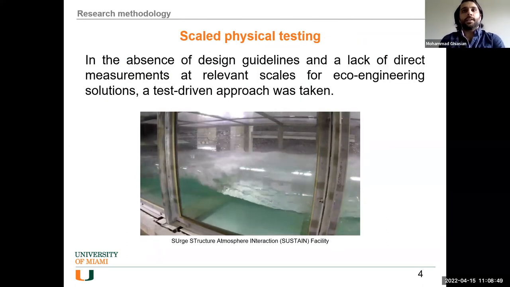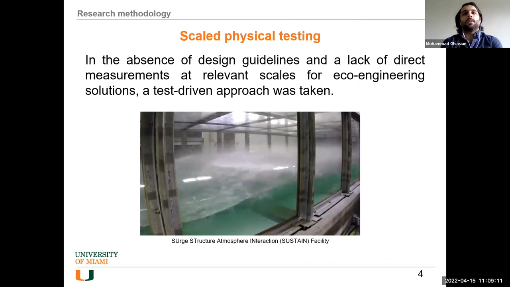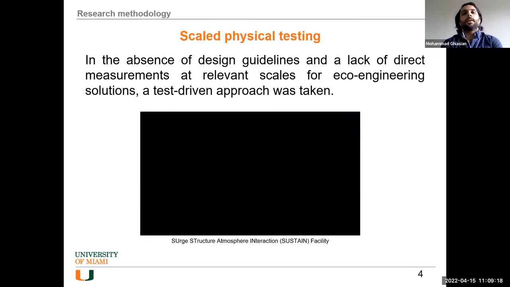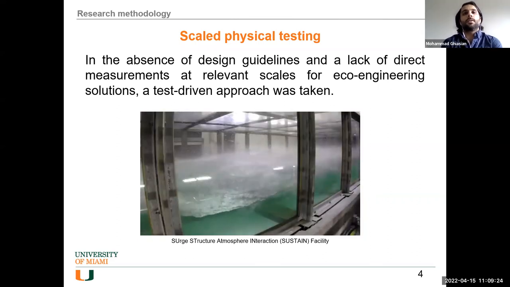In the absence of design guidelines and the lack of direct measurements and also lack of accurate analytical solution, we explore our research through experimental testing at the SUSTAIN structure-atmosphere interaction facility at the University of Miami. So here is a video of the SUSTAIN facility that we have, where we did pretty much all the experiments. The SUSTAIN facility can generate wave and wind simultaneously, creating hurricane conditions up to category 5. Having this facility provides the opportunity for us to evaluate the performance of our physical models under the direct impact of wave and wind actions.